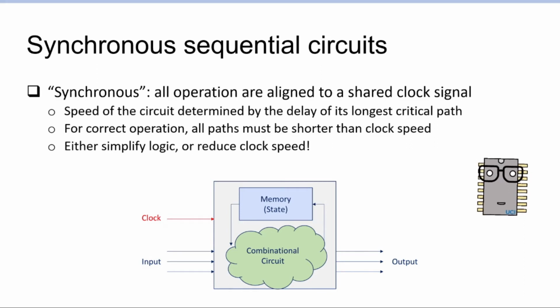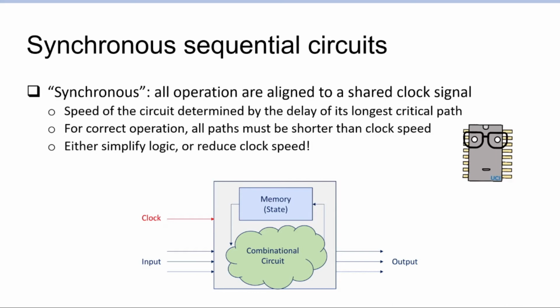But for correct operation, all paths, meaning the critical path of this sequential circuit, must be shorter than the clock cycle. Because by the time the next clock cycle begins, if the effects of the previous signals aligned to the previous clock edge have not been fully propagated and, for example, stored in the state, then we will run into an undefined or wrong state of operation. So every single signal path in this sequential circuit, meaning the critical path, must be shorter than the clock cycle. So the speed of the circuit is determined by the clock speed, which is determined by the critical path of the circuit.